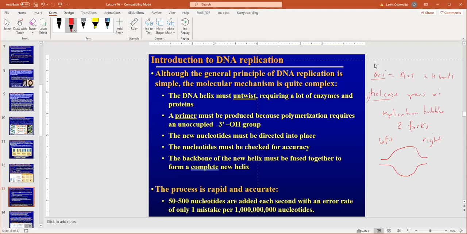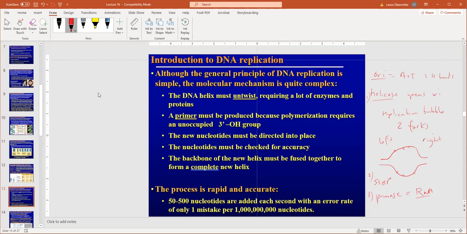So the second thing is that the single-stranded binding proteins bind and keep the bubble open so that the rest of the stuff can do its work. After that, primase has to lay down a primer. I might ask you what that primer is made out of, and in humans, that's RNA. So an RNA primer is laid down.